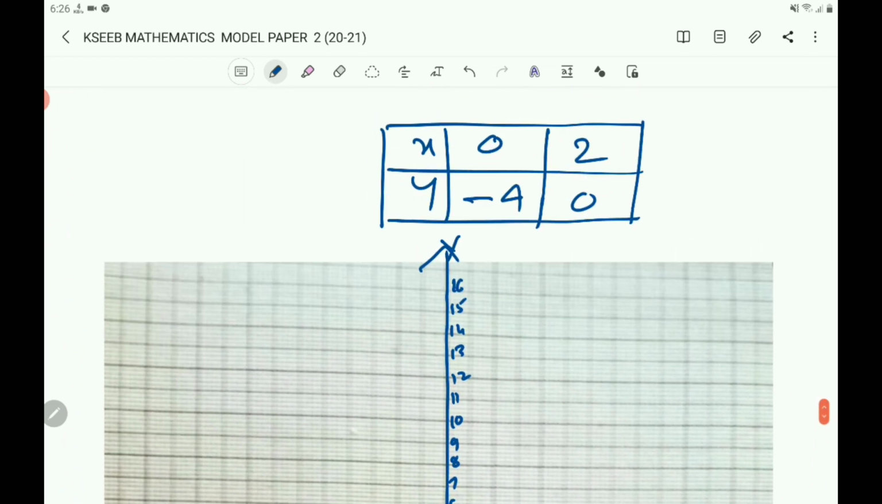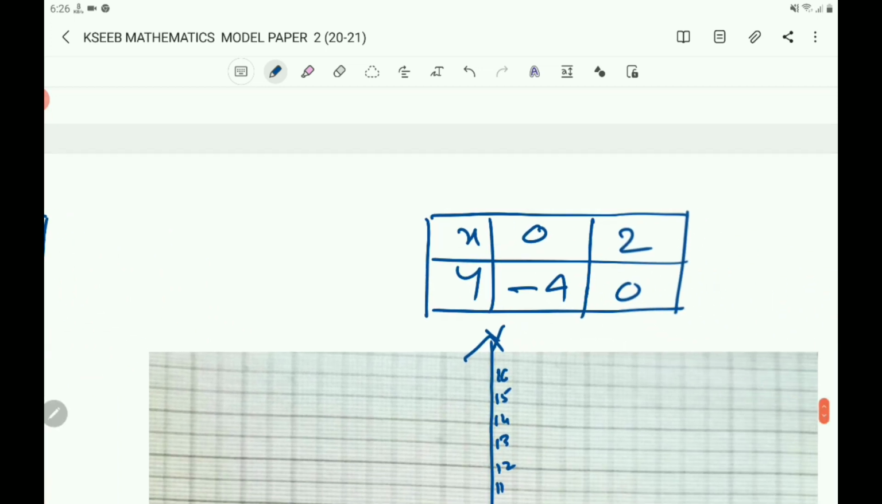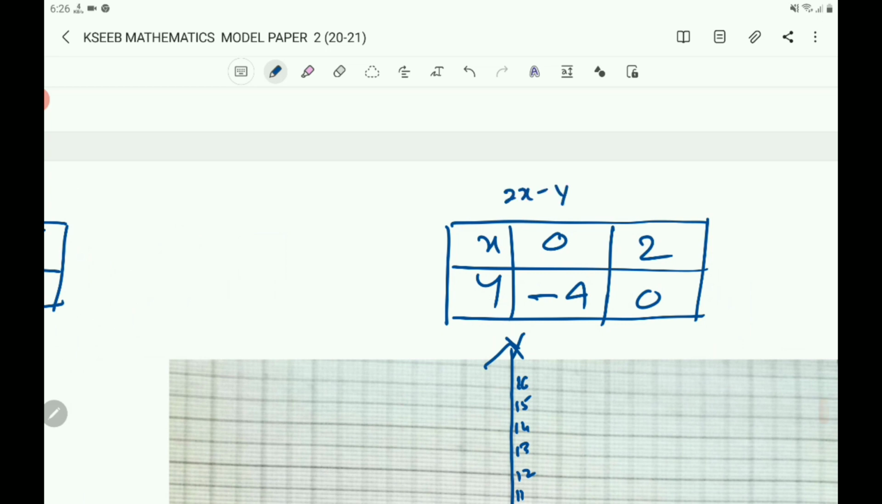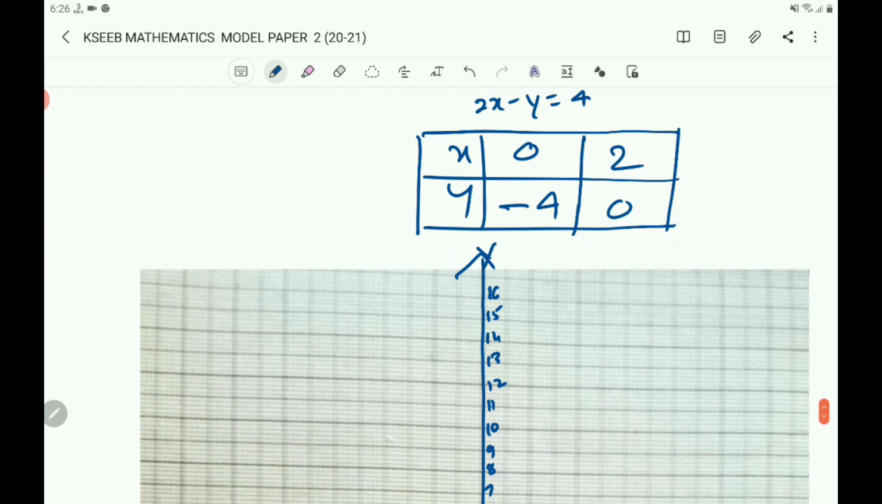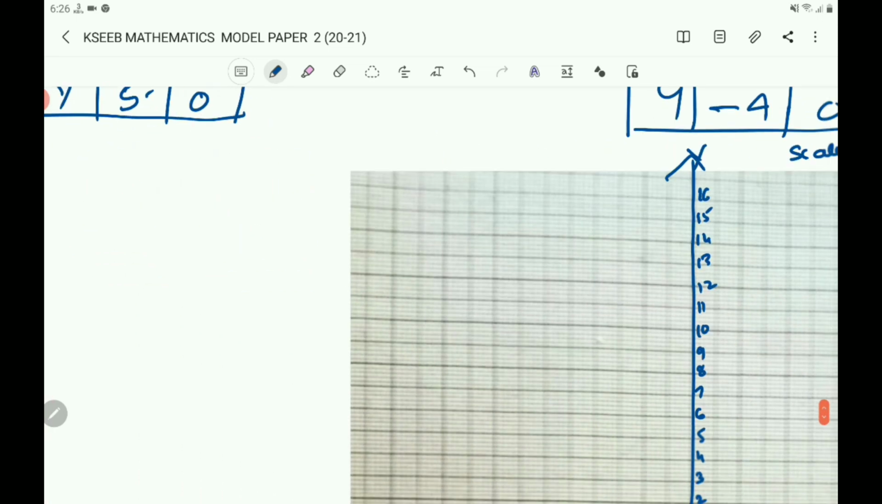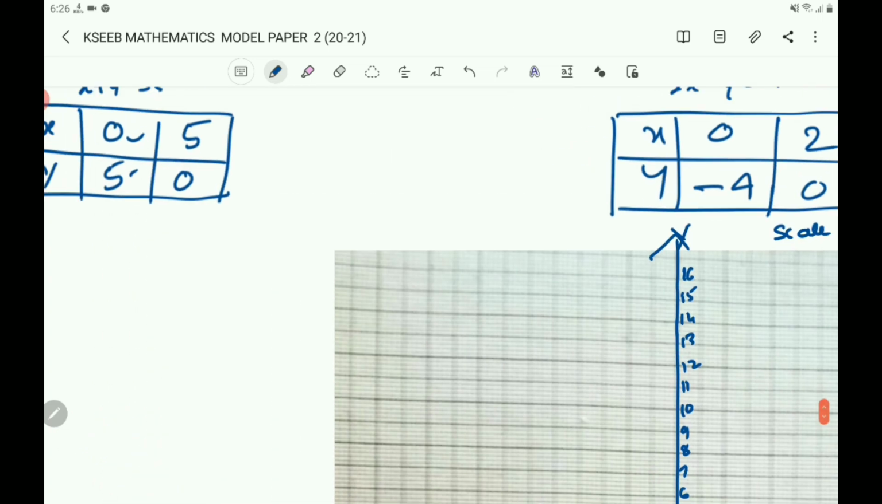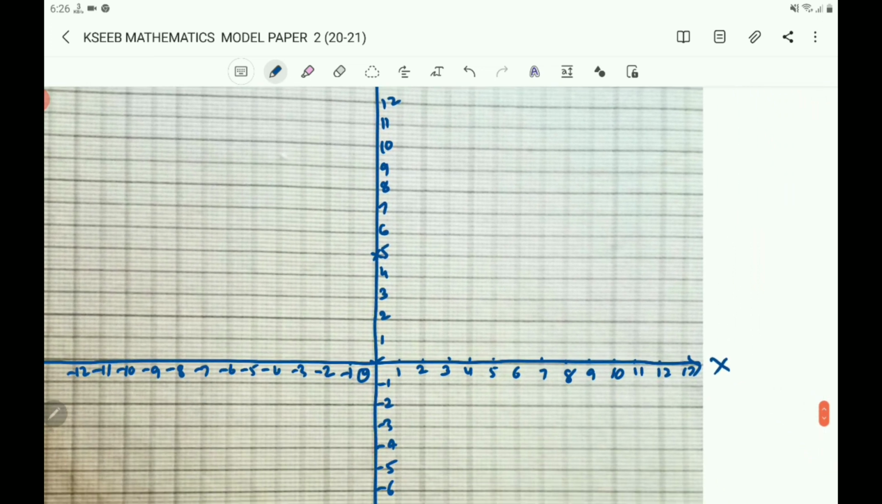And here you plot the point. First one is x plus y equals 5, and here it is 2x minus y equals 4. Now here the scale you have taken, scale both on x-axis and y-axis you have taken same, that is 1 centimeter equals 1 unit. That is the scale. Now here you take the first point 0, 5. So 0 is here, 0, 5. Second point 5, 0 comes here, and join those 2 points, you will get a straight line.